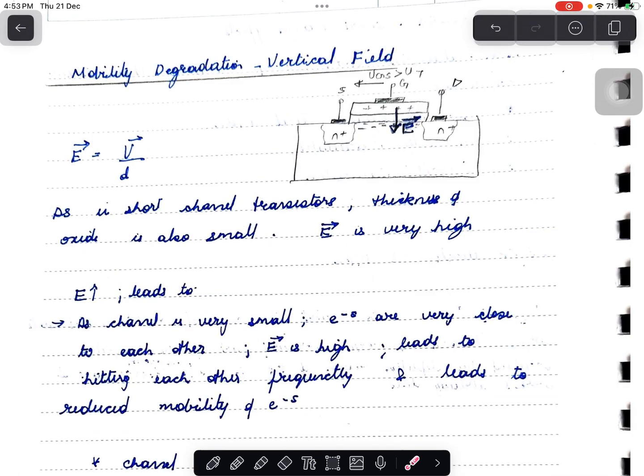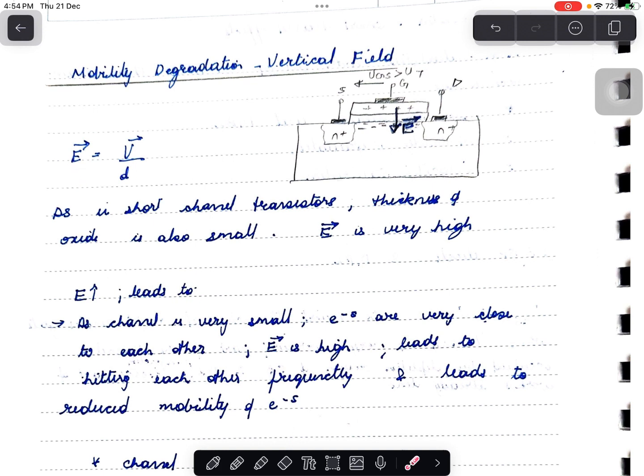Mobility degradation because of the vertical electric field. When the channel is short and when the thickness of the oxide is also small, the electric field generated by the gate to source voltage, which is greater than the threshold voltage, is very high. From the equation, we know that electric field is voltage divided by d. So when the thickness d is small, the electric field is very high.